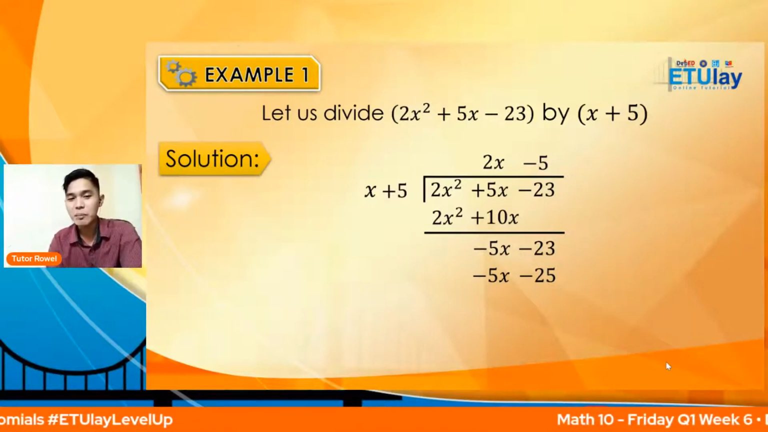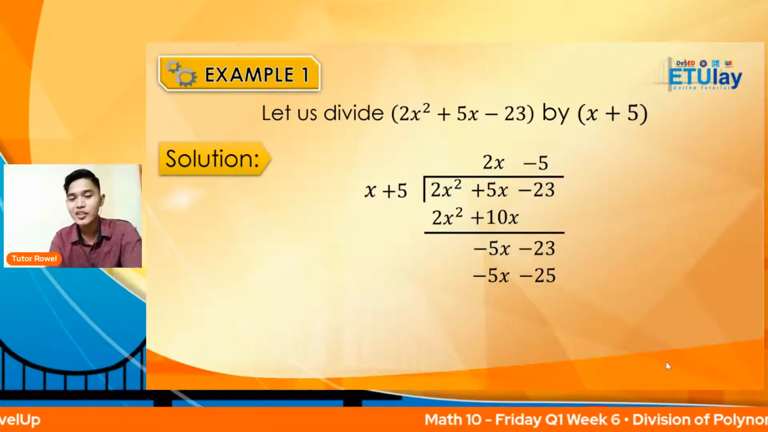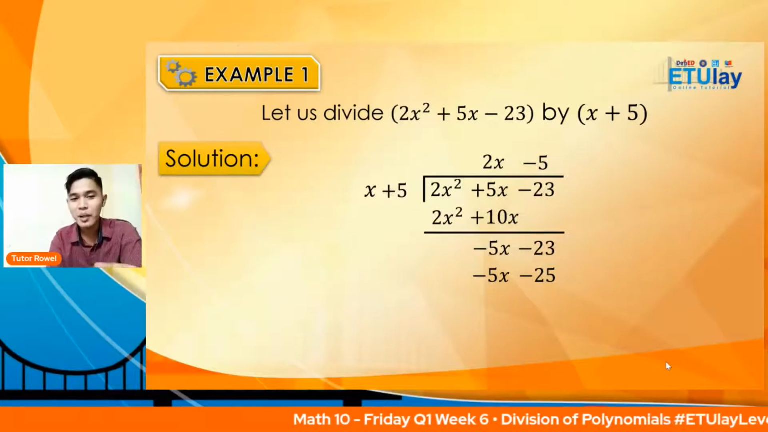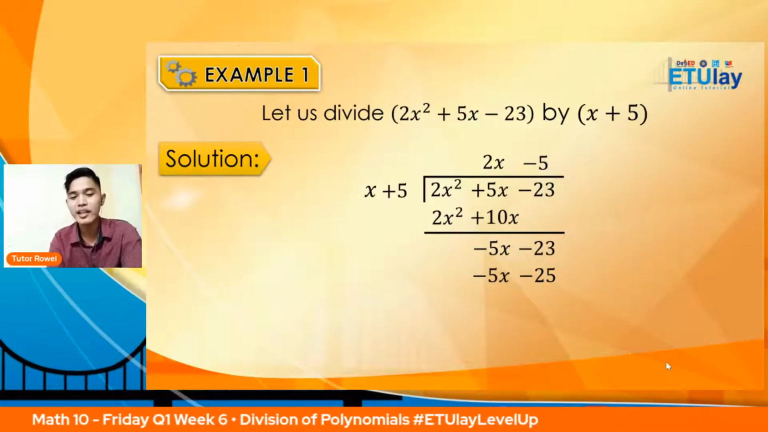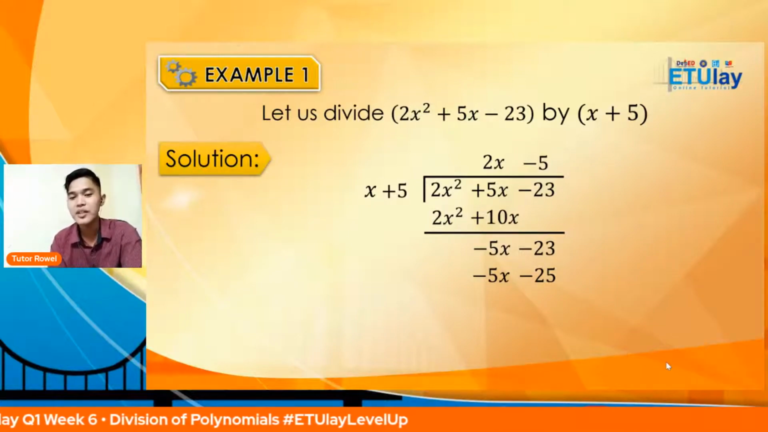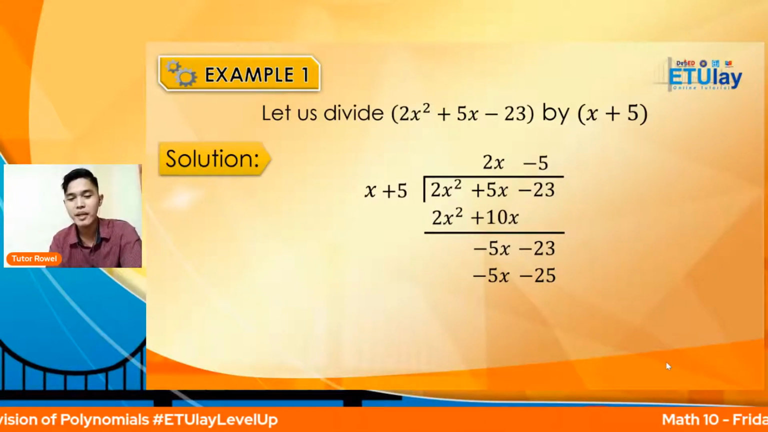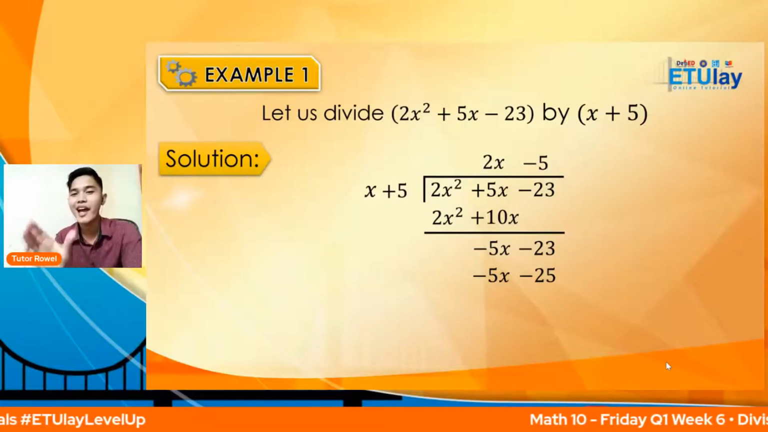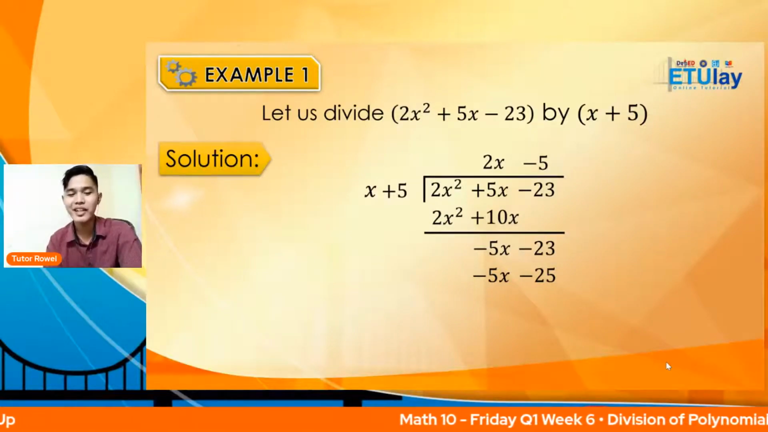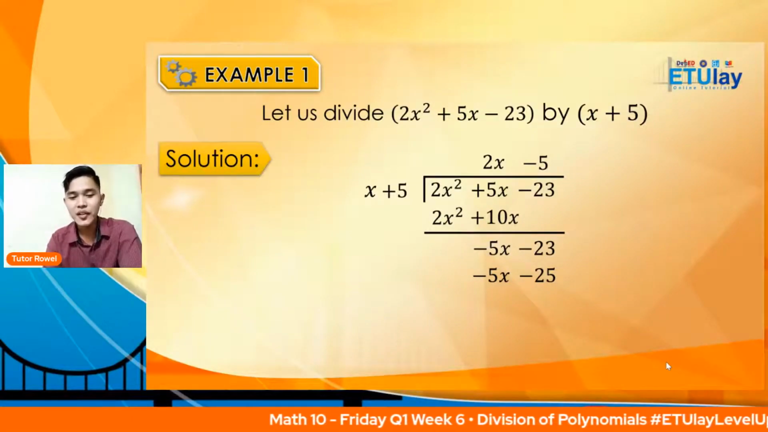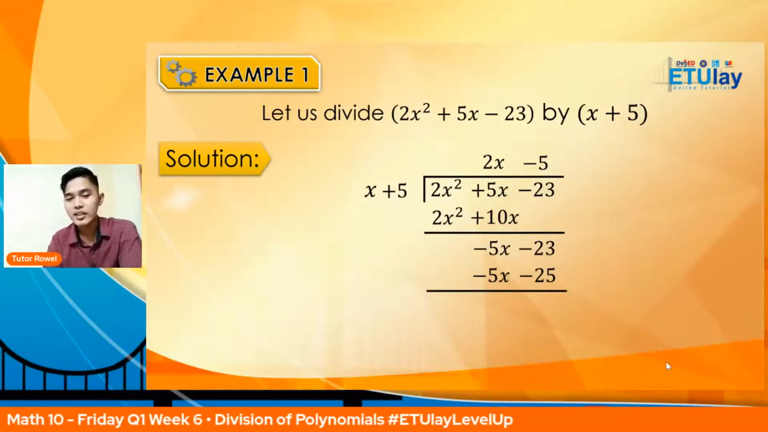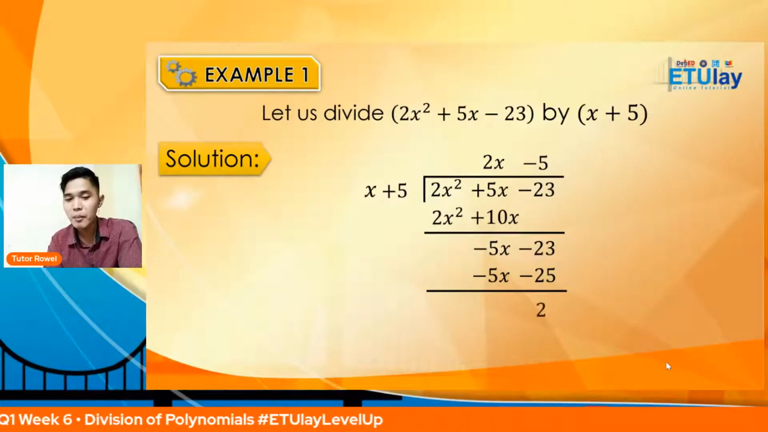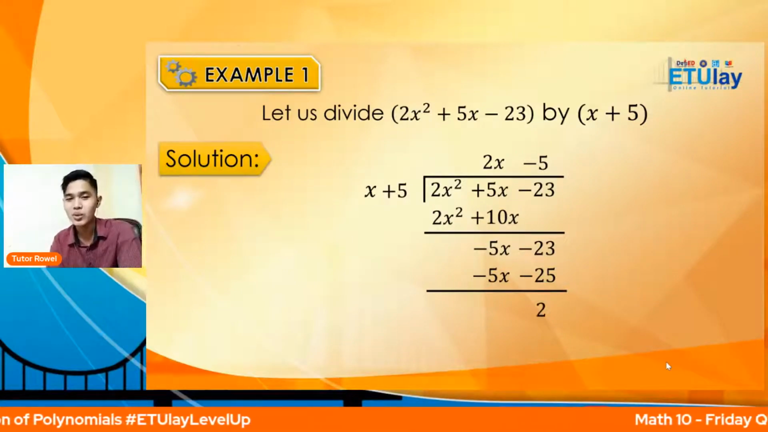Now, after i-multiply, we will subtract. Ulitin natin, pag magsusubtract po, we will change the sign of the subtrahend. Si negative 5x magiging positive, si negative 25 magiging positive 25. Then proceed sa addition. Okay, now, so, negative 5x plus 5x, magiging 0 po siya. Negative 23 plus 25, magiging na lang positive 2.